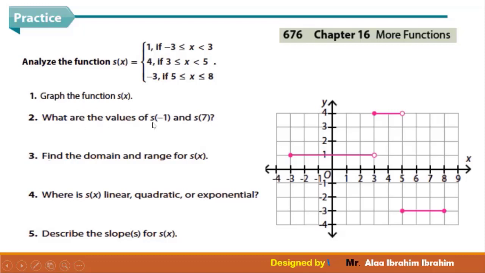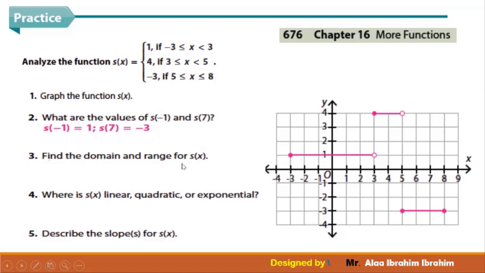What is the value of s of negative 1? So I have to search for negative 1 here, here, here. I have to search where is the place for negative 1. The negative 1 is here because it is between negative 3 and 3. So negative 3 to 3, negative 1 will be between them. So I have to replace here, there is no x. So my constant function gives me 1. So the negative 1 here gives me 1. This is your y, this is your answer. So this is s of negative 1. And the other one was 7. 7 is here. So your answer will be negative 3.